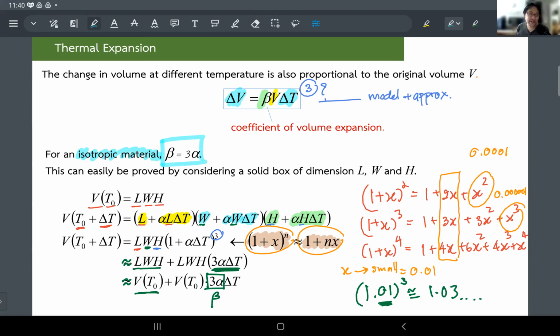All right, so first, this is just a model that has an approximation in it. It's only trying to describe the thermal expansion. So this is not a law. This is like warm-up stuff. This is not like sigma F equal to MA or PV equal to nRT. No, this is just a human approximation.